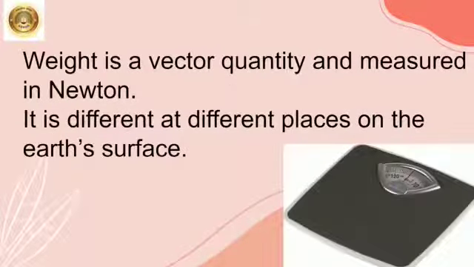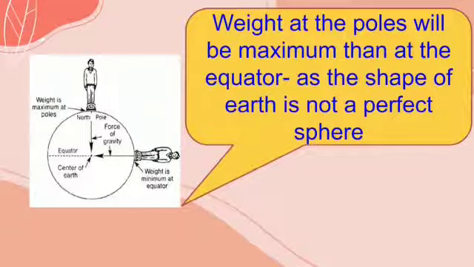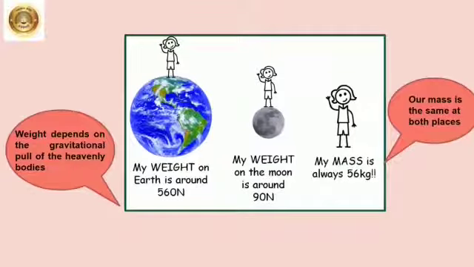Weight is a vector quantity. Its unit is Newton. Weight is different at different places on the earth. That is, the weight of an object changes at different places on the earth, the poles or the equator. Weight at the poles will be maximum than at the equator, as the shape of the earth is not a perfect sphere. Our body has weight because of the gravitational force of the earth.